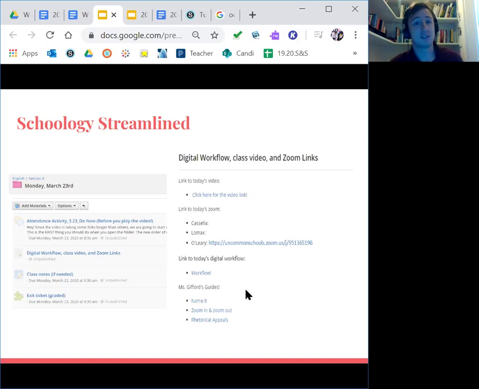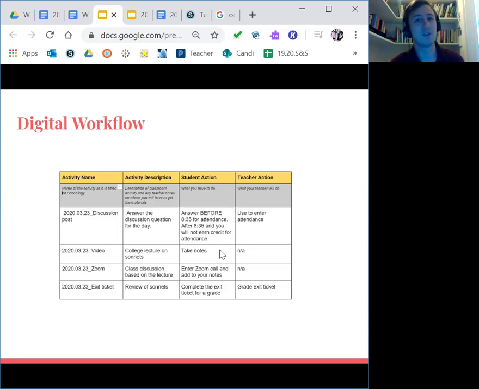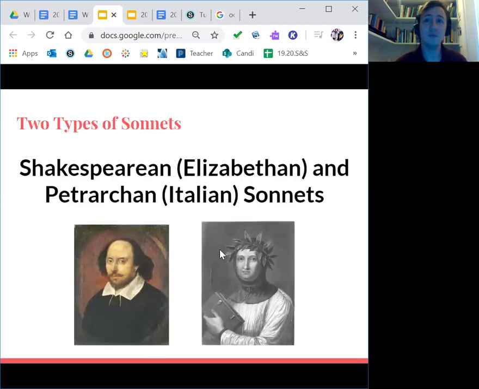With that being said, there's the exit ticket for today also there. It is timed. You will have 20 minutes. And as per our digital workflow, I'm grading it. It's based on the college lecture that we're about to do now as we introduce a new idea. So if you're ready and you have all of your things, let's get to it.